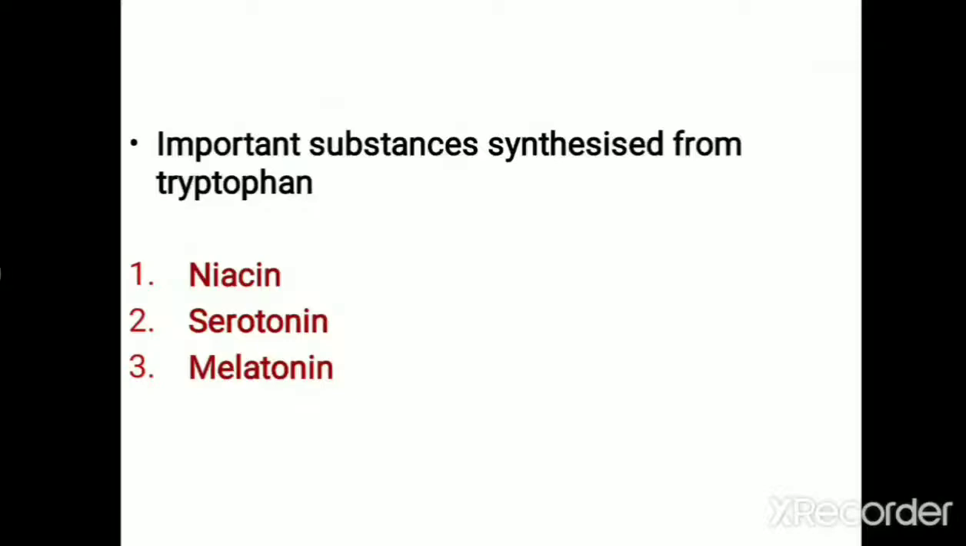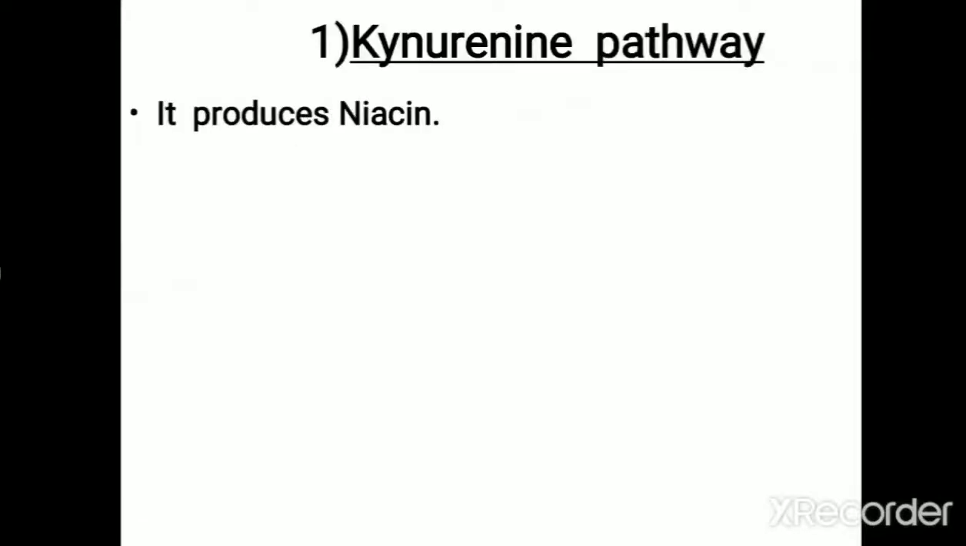Substances which are produced from tryptophan are niacin, serotonin, and melatonin. Then you should write how this niacin and serotonin are produced from tryptophan. So during the metabolism of tryptophan, there are two metabolic pathways. One is known as kynurenine pathway. Second one is known as serotonin pathway. And this kynurenine pathway produces niacin. So niacin is a water-soluble vitamin, that is B3. So a water-soluble vitamin is produced from an amino acid.